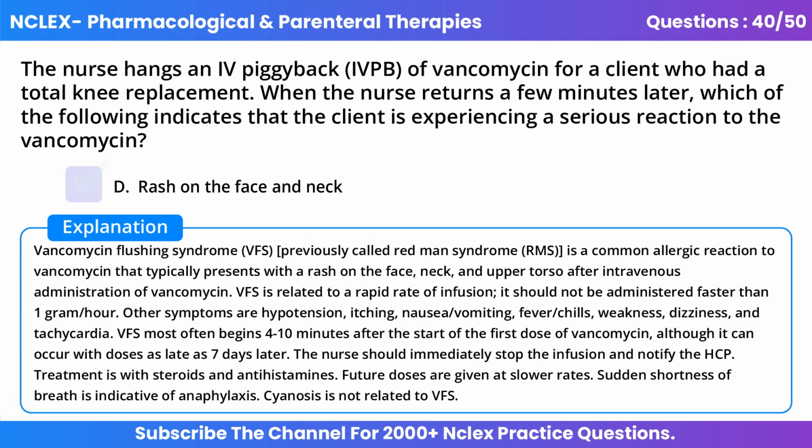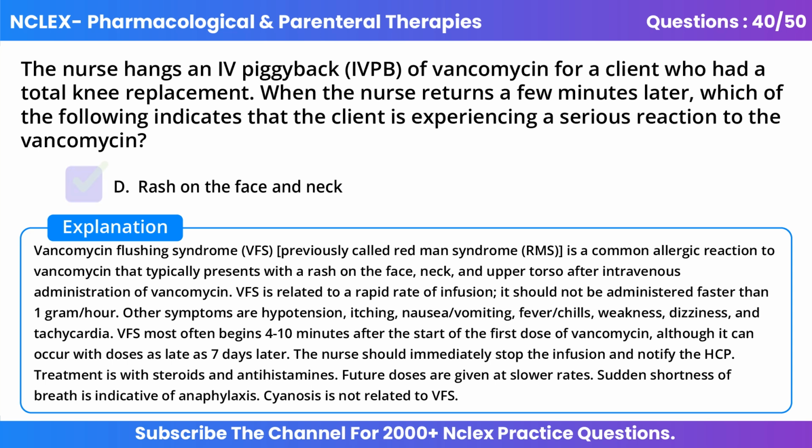Vancomycin flushing syndrome, VFS, previously called red man syndrome, RMS, is a common allergic reaction to vancomycin that typically presents with a rash on the face, neck, and upper torso after intravenous administration of vancomycin. VFS is related to a rapid rate of infusion. It should not be administered faster than 1 gram/hour. Other symptoms are hypertension, itching, nausea, vomiting, fever, chills, weakness, dizziness, and tachycardia.